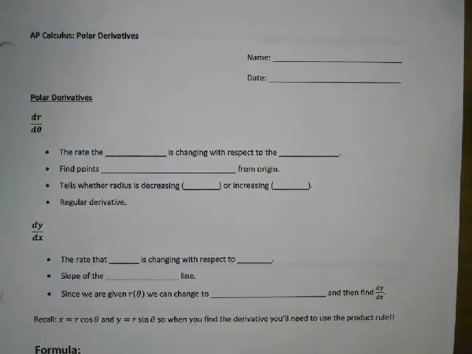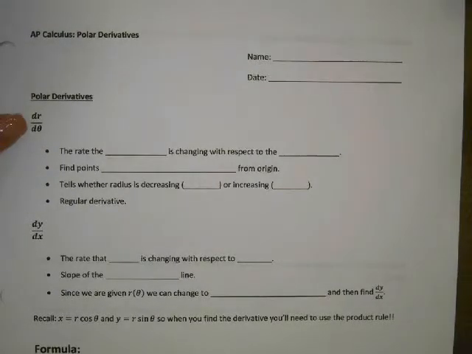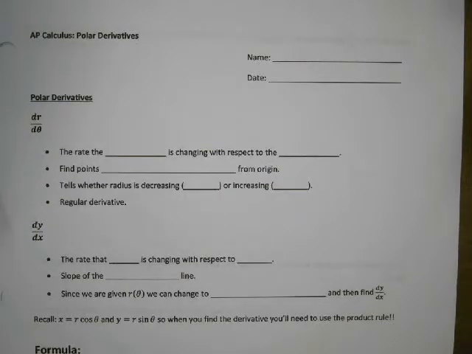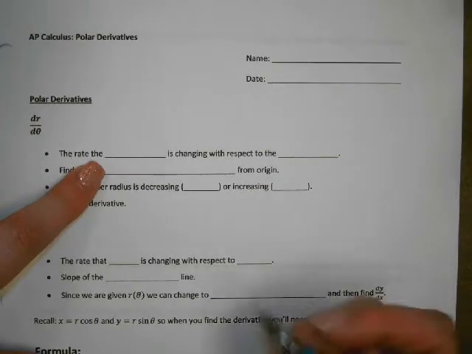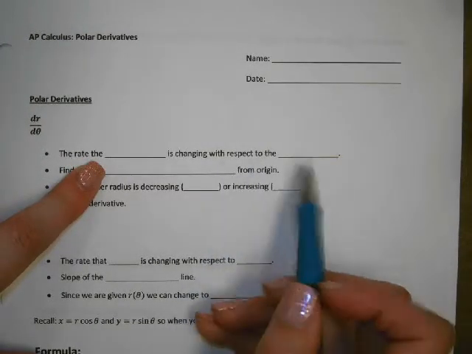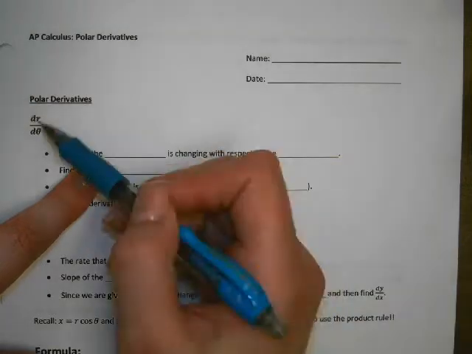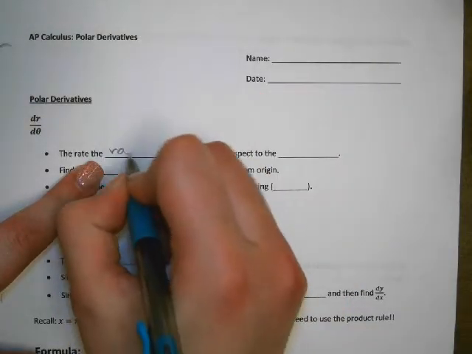All right, so now that we've gone over just some of the basics of polar coordinates and polar graphs, we're going to go ahead and move on to the actual calculus portion. So we're going to look at polar derivatives. Polar derivatives can be defined two different ways. One is dr d theta, and what that means is it's the rate that the radius is changing with respect to the angle. So that's why it has an r and a theta.